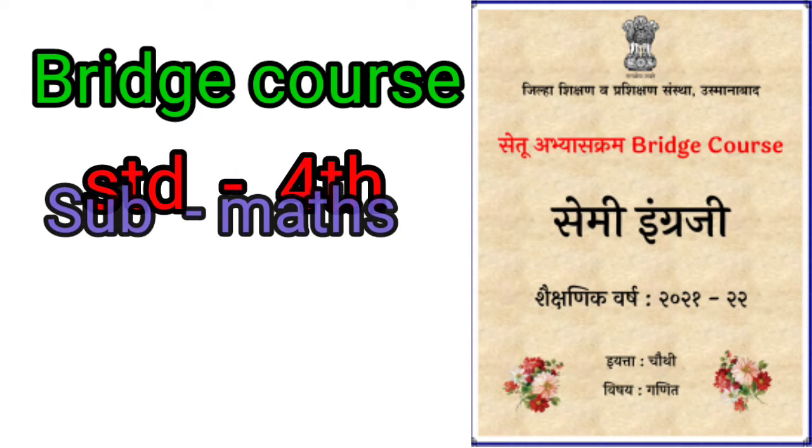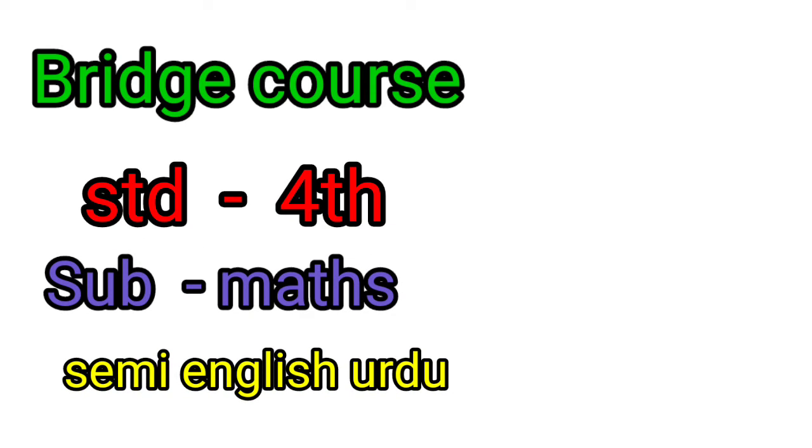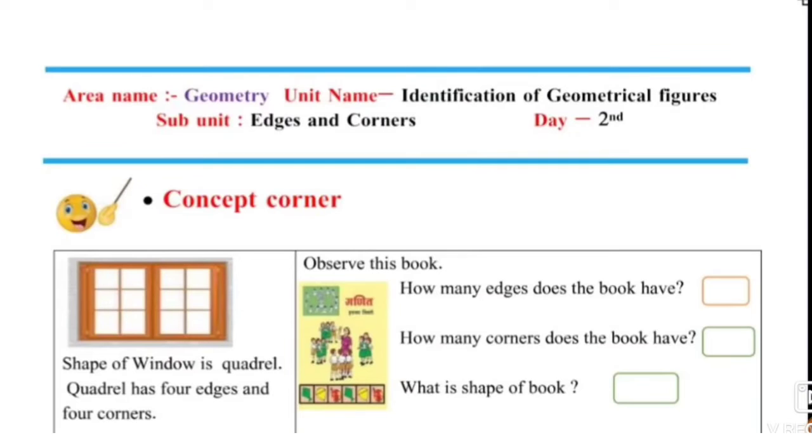This class is for Breach course, Standard 4th, Subject Maths. This class is for Semi-English Urdu students. Dear students, today is our second day of Breach course and today we are going to learn identification of geometrical figures. We learned geometrical figures in our previous video. We learned geometrical shapes. Now we are going to learn the edges and corners of the geometrical figures. Are you ready? Let's start.